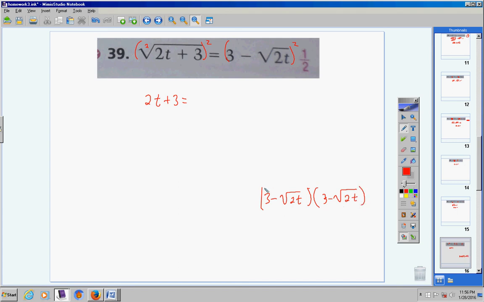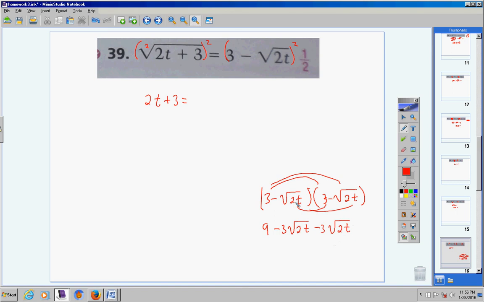Alright, take your 3 and multiply it through. 3 times 3 is 9. And 3 times negative square root of 2t would be negative 3 square root of 2t. Now take your negative square root of 2t and multiply it through, okay? Negative square root of 2t times 3 is negative 3 square root of 2t.